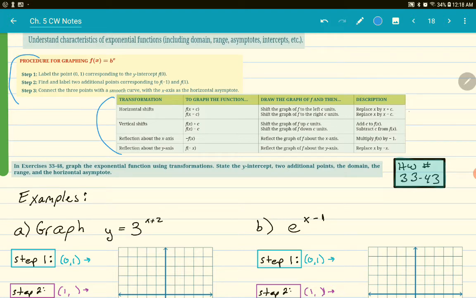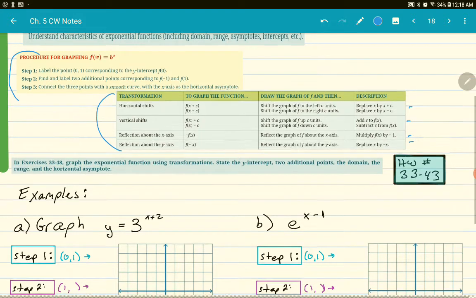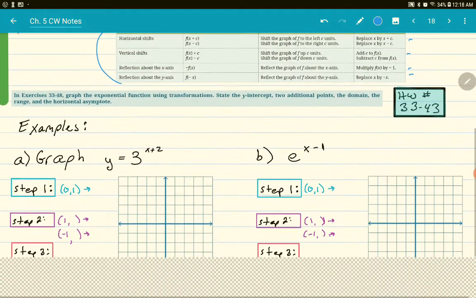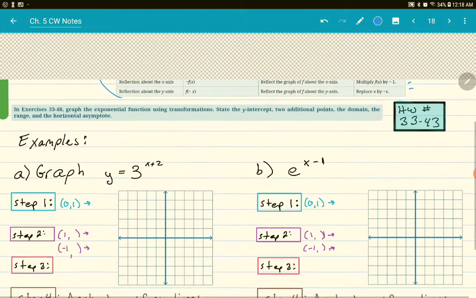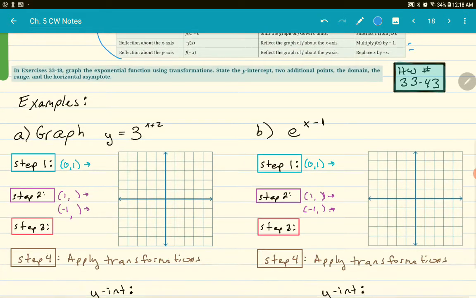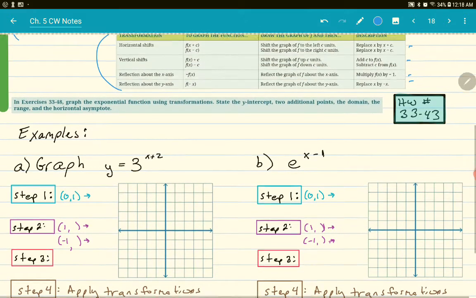And you'll see a little bit of each of these four transformations. So these examples are just kind of a touch of it. So let's start with example A. So graphing, I'm adding that step 4 of applying the transformations. Really, I'm going to incorporate that as I go.